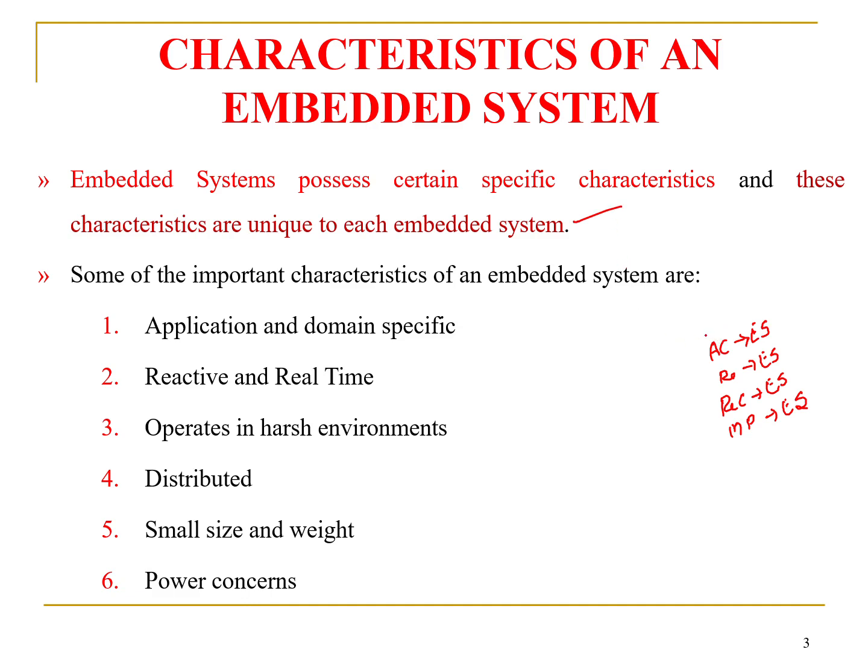The general characteristics of all these embedded systems are, the first one, application and domain specific; reactive and real time; operates in a harsh environment; distributed; small size and weight; and power concerns. Basically these are the 6 general characteristics that a designer or a manufacturer has to know before he actually designs an embedded system. So let us look into these one by one.